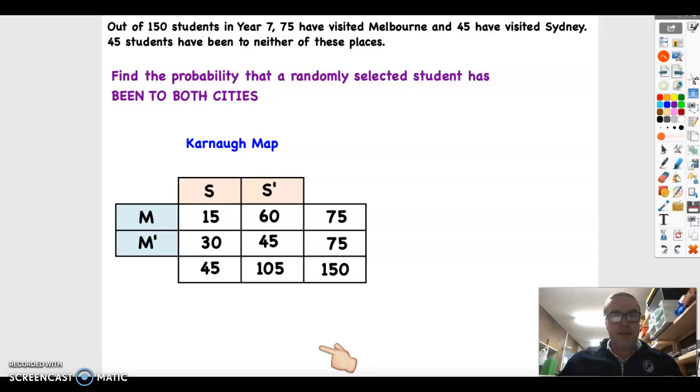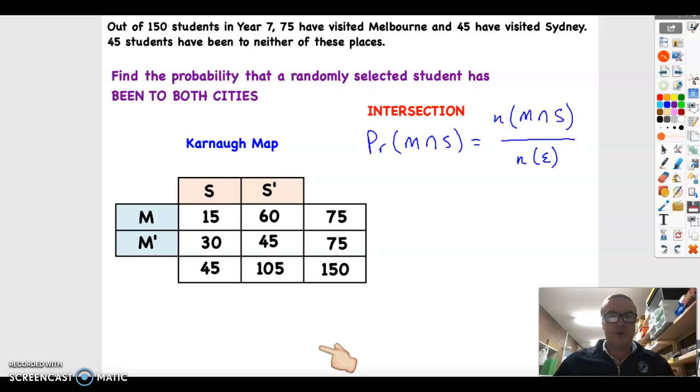Find the probability that a randomly selected student has been to both cities. So this is what we call an intersection, and you can see the upside down U signifies that we are looking at an intersection. Students who have been to Melbourne and been to Sydney. So the intersection of those two sets of students divided by the number in the sample space, and we can see there are 15 in the intersection. 15 students who have been to both places out of 150 means that the probability is 1/10.